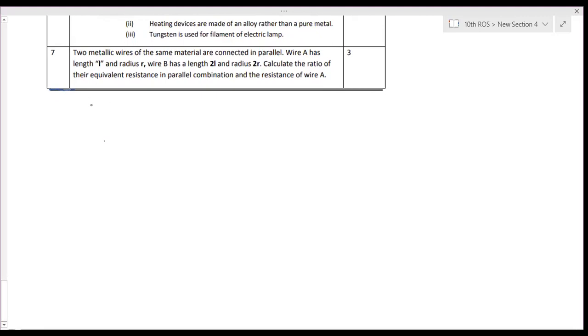How much does your hand work? No more than that, my brain works. Here, wire A. Others who have solved?